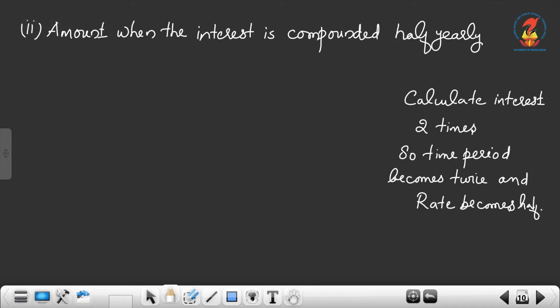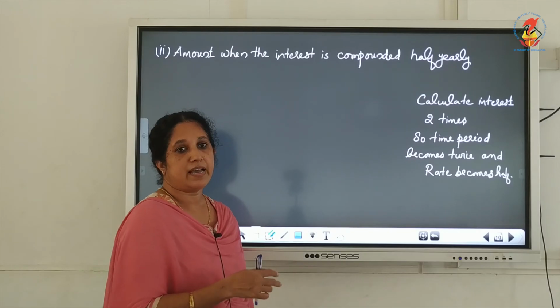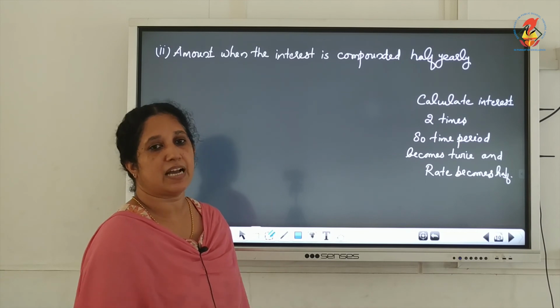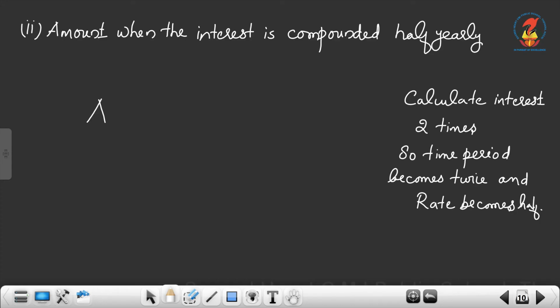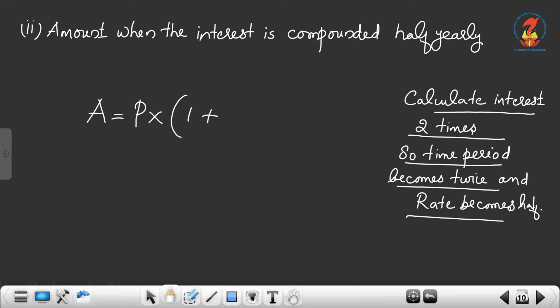Now, we can calculate the interest half yearly also, compound interest half yearly. That means after every 6 months we can calculate the interest. Then the formula is changed into amount is equal to P into 1 plus the interest we have to calculate 2 times. So, the time period becomes twice and the rate becomes half. The rate will become R by 2, half of the rate, because we have to calculate the interest 2 times.